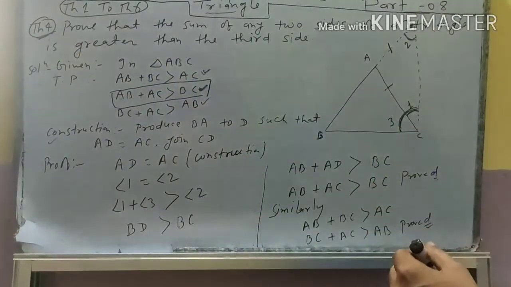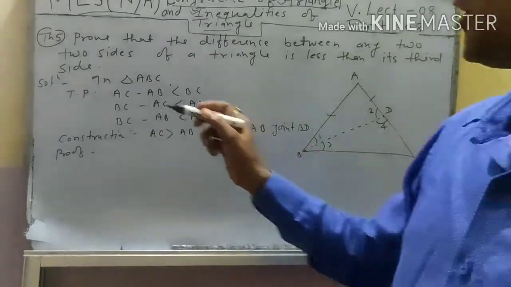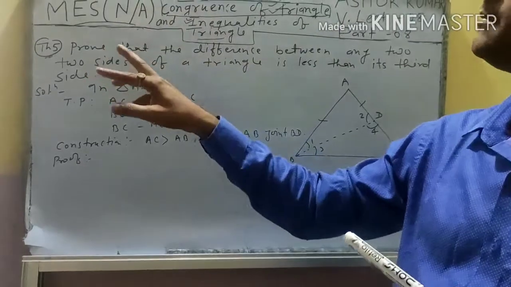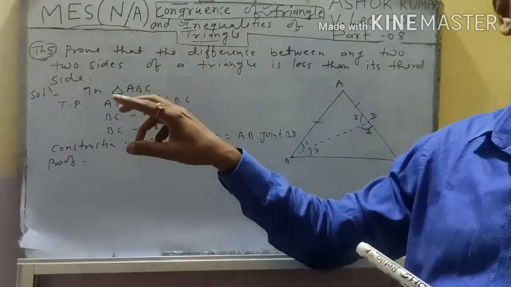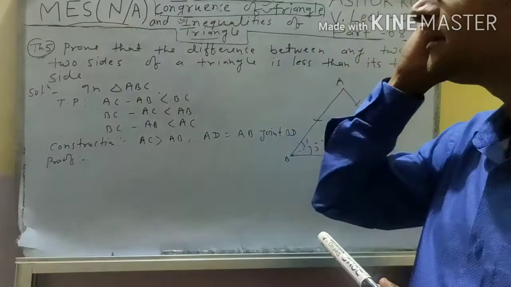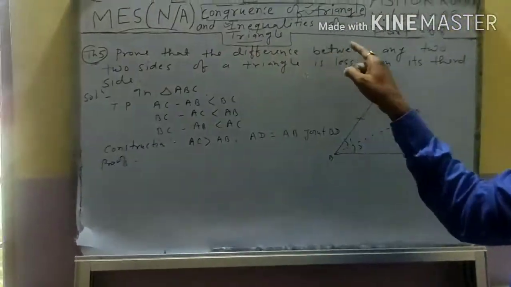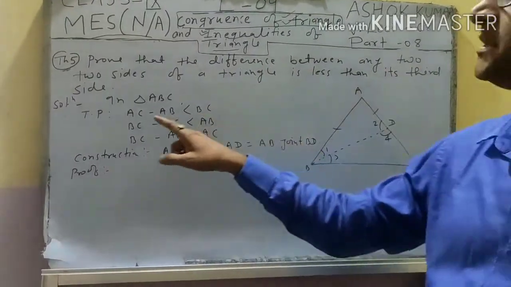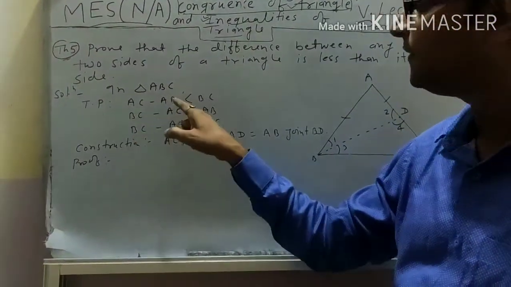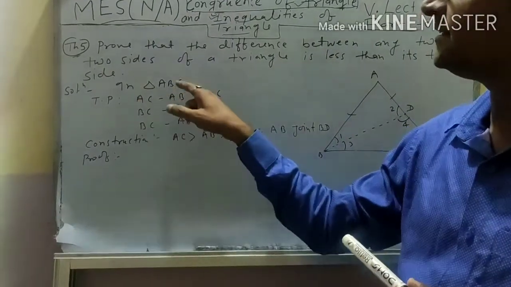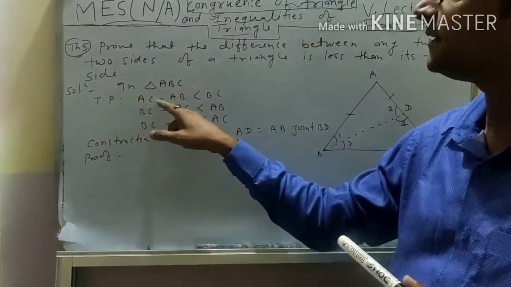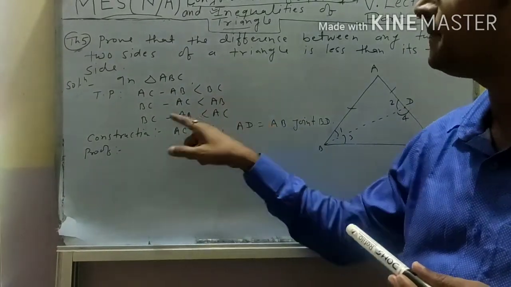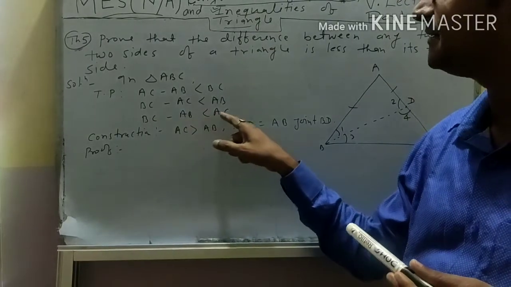So theorem number 5 is: prove that the difference between any two sides of a triangle is less than the third side. In the previous theorem, the sum of two sides is always greater than the third side. That means the difference of two sides is always less than the third side. So here in triangle ABC, to prove: AC minus AB is less than BC, BC minus AC is less than AB, and BC minus AB is less than AC.